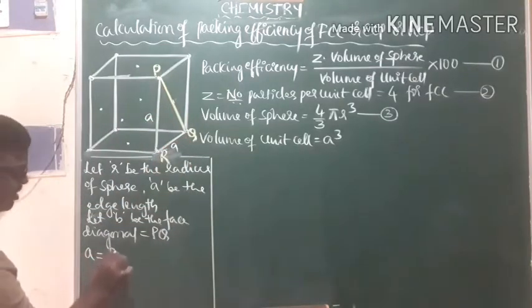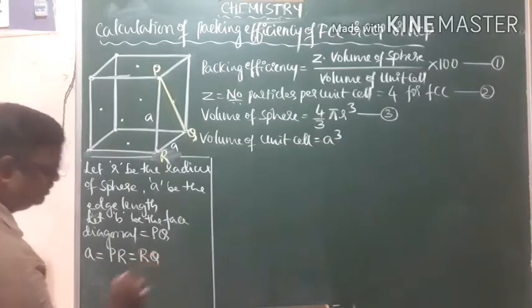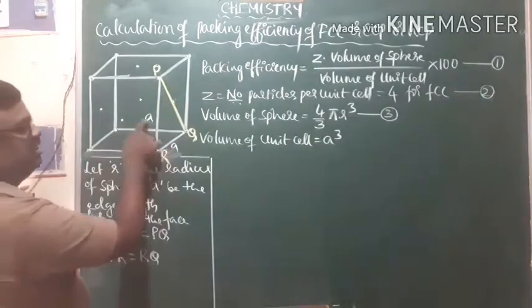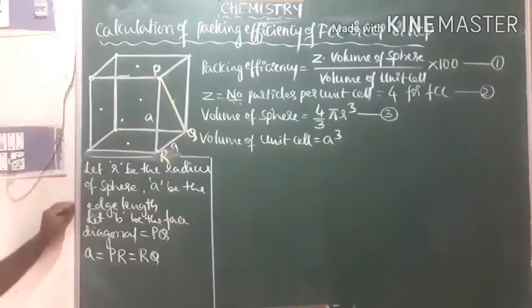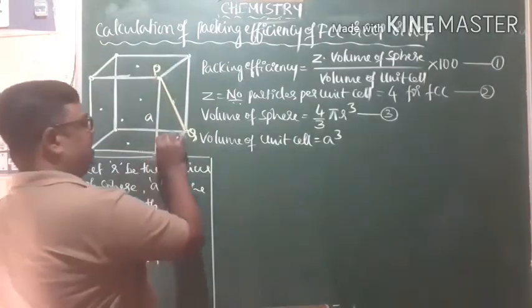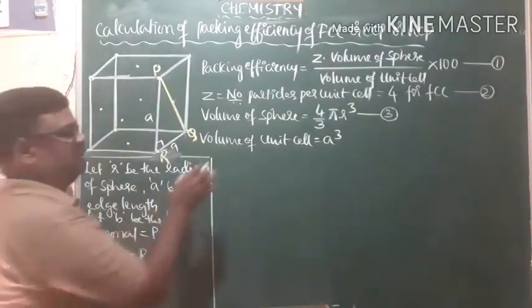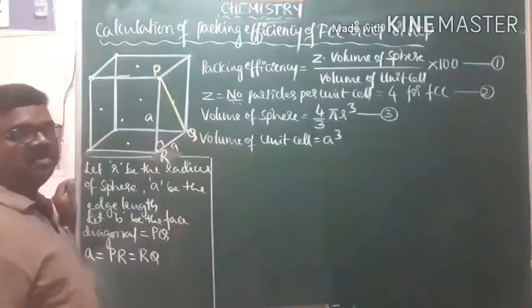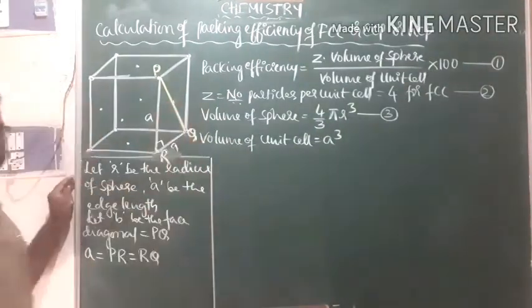PR is equal to RQ. Both the edge lengths are the same. This is the face diagonal, and you got one right angle triangle. I am doing all these things in order to get A in terms of R. And we have particles at the face diagonal.